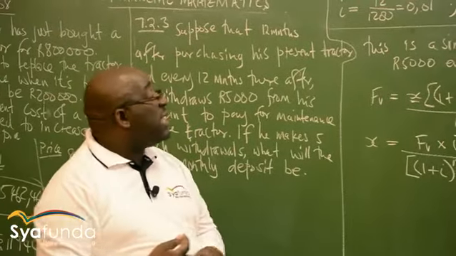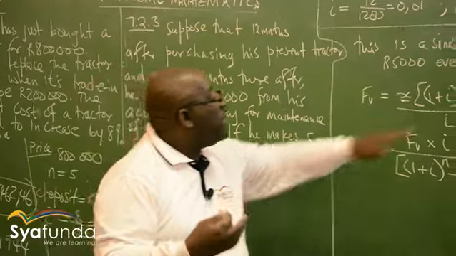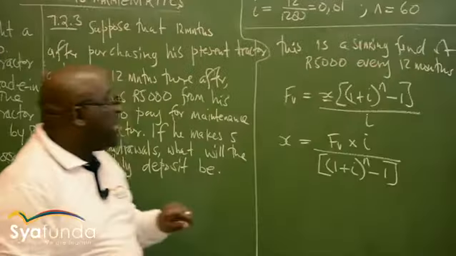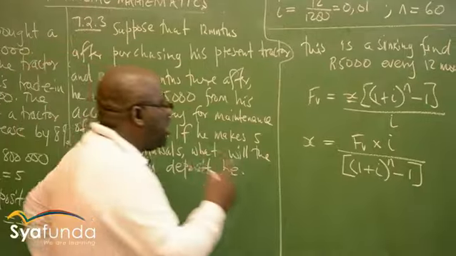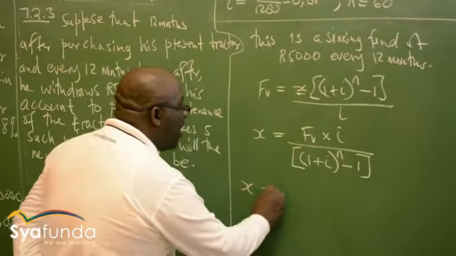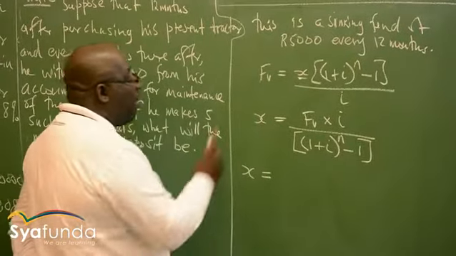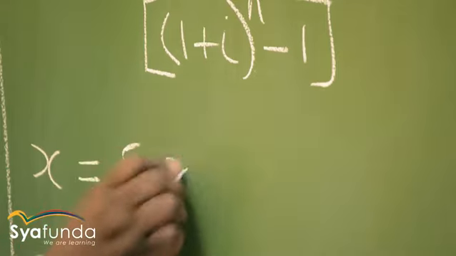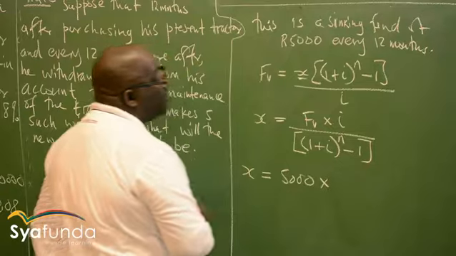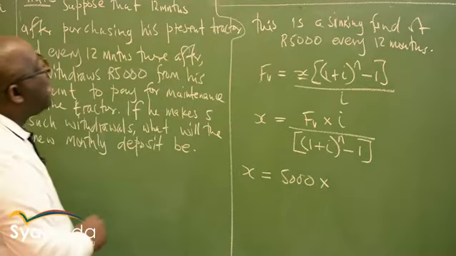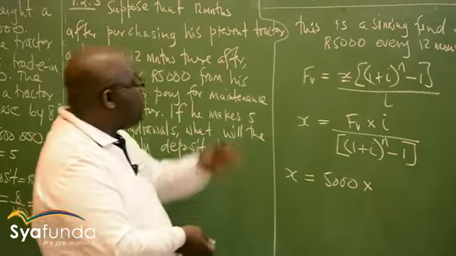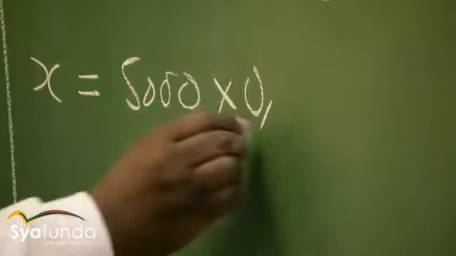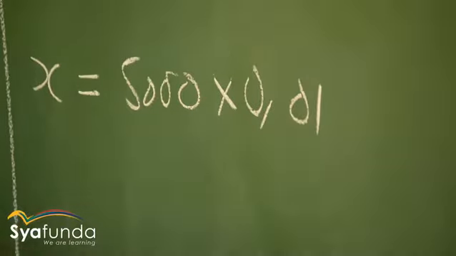Remember, what is it that I need to have in 12 months' time? I must get the 5,000. So the 5,000 becomes my ultimate gain, my future value that I need to get. So my installment will be the future value, I want to get 5,000, times what is the interest rate? Okay, we use the same interest rate, which is 0,01. We are given the interest rate, which is 0,01.